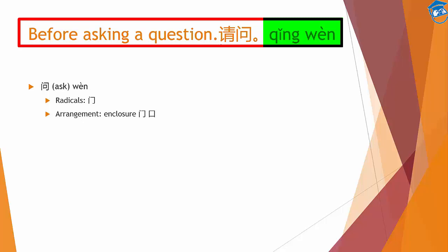So 请, you have learned, it is please. Okay, 问 is ask. And this is the pinyin, and this is the radical. This word actually means door, and it is used quite often in other words as well. You'll see more of this in the future. The arrangement is enclosure, so you can see this is wrapping this word here. So it forms an enclosure from three sides. Okay, this is how I write it.